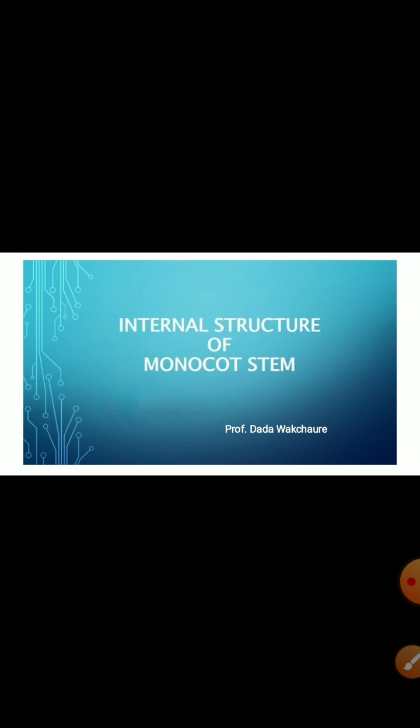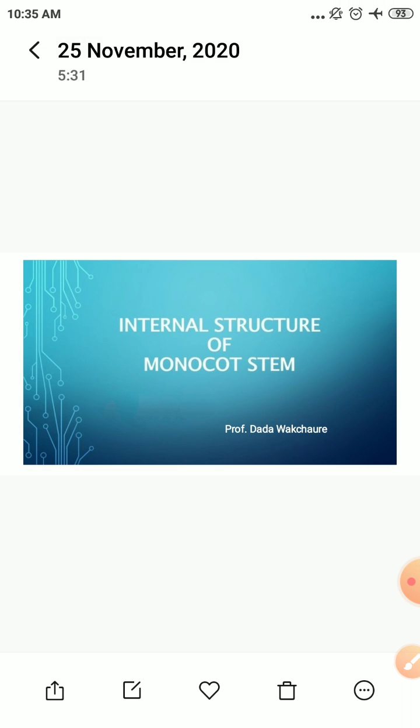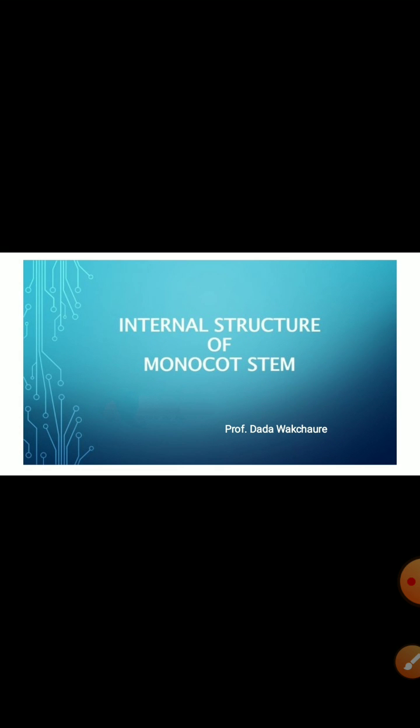Last time we studied the internal structure of the dicot stem. Today, the monocot stem. The monocot stems, for example, maize, jowar, rice, wheat, sugarcane, then coconut, areca nut, betel nut. These plants are monocot plants. They show no secondary growth.